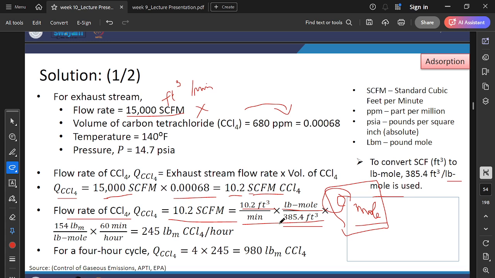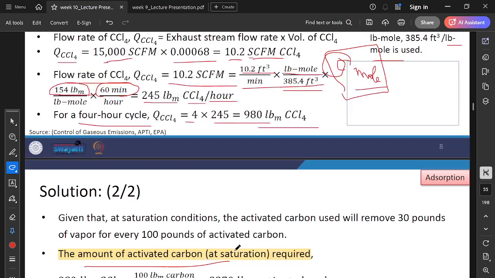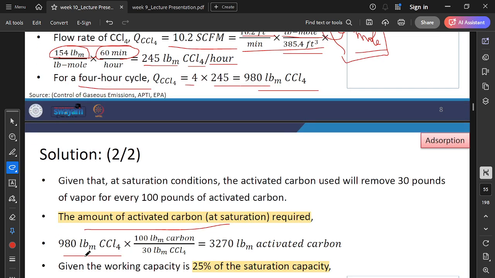Again, I multiply by 154 pounds, the molecular weight of carbon tetrachloride, and convert to time per hour: 244 pounds of carbon tetrachloride per hour will be my flow rate. And I know it is a 4-hour cycle, so 4 times this much will be 980. That will give you the total amount of the pollutant. Then this much pollutant, how much carbon is required? That's the question they asked.